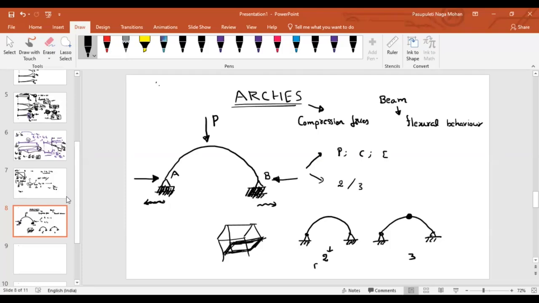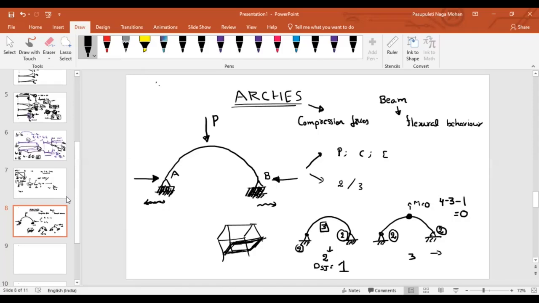And if you talk about the static indeterminacy here, as we know, 2 reactions will develop here, 2 reactions will develop here. We are having only 3 equilibrium equations. So what is the static indeterminacy? Even if it is a 3-hinged arch, 2 reactions will develop here, 2 reactions here, total 4. Equilibrium equations are 3. But as there is an additional hinge here, the moment at this point is equal to 0. That's why there is an additional equation.